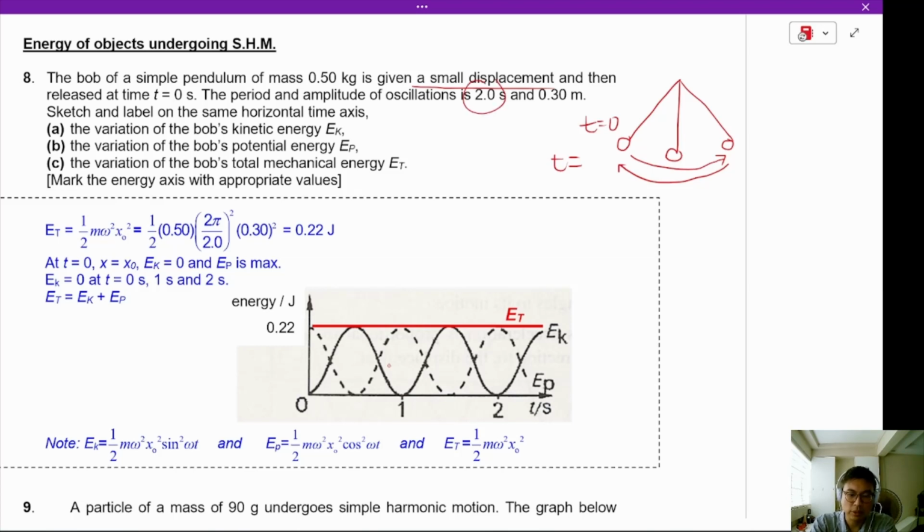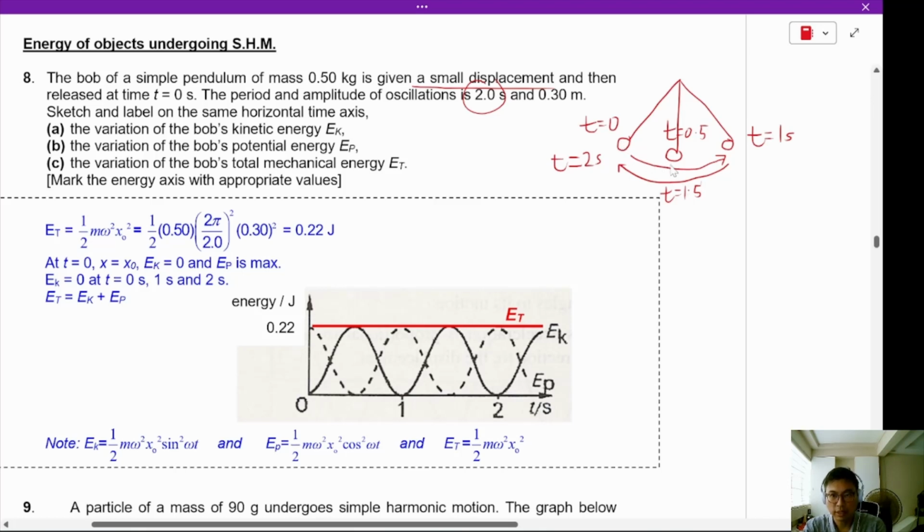Okay, so the period is 2 seconds. So this is 2 seconds. So over here, t is 1 second. So far, so good. That means over here, t is 0.5 and t equals 1.5. So let me take you through how the pendulum oscillates. Okay, it's given a small displacement, and then over here at t equals 0 is let go. So it goes to the middle, half a second, 1 second, 1.5 seconds, 2 seconds. Okay, the amplitude of oscillation is 0.3 meters. So this is x naught is 0.3 meters.